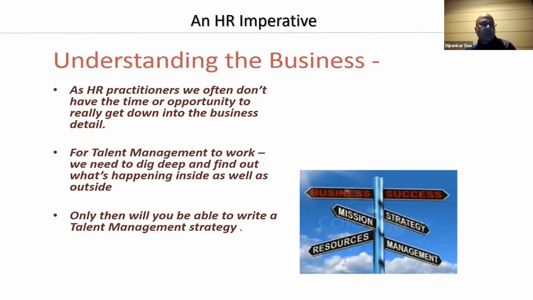So if you have that sort of seamlessness between departments in a business, that business will always thrive, and you will be able to integrate talent management in the overall strategy of the organization, and your talent management will also be that much more strategic. Over here we see this visual. It's aligned to the mission, vision, strategy, resources, and management of an organization, and that yields business success.